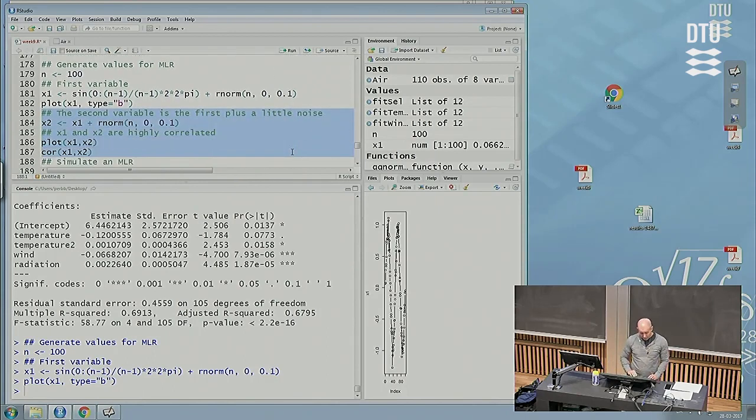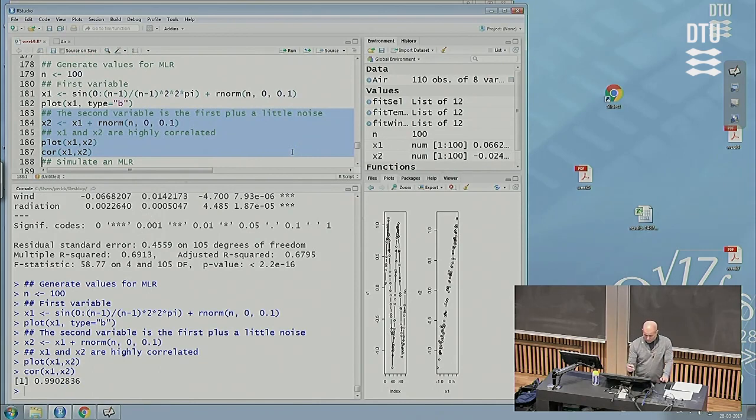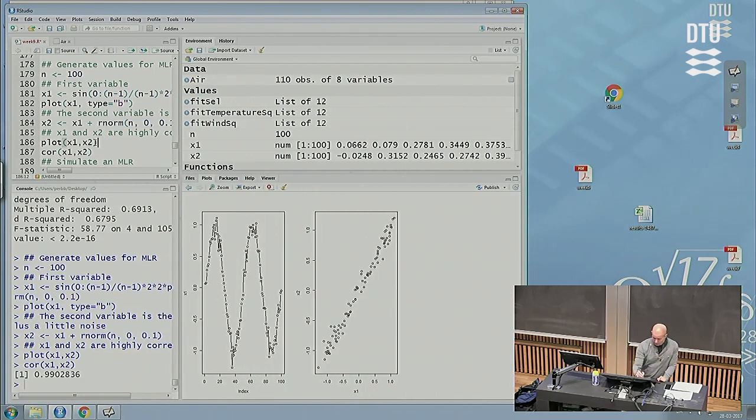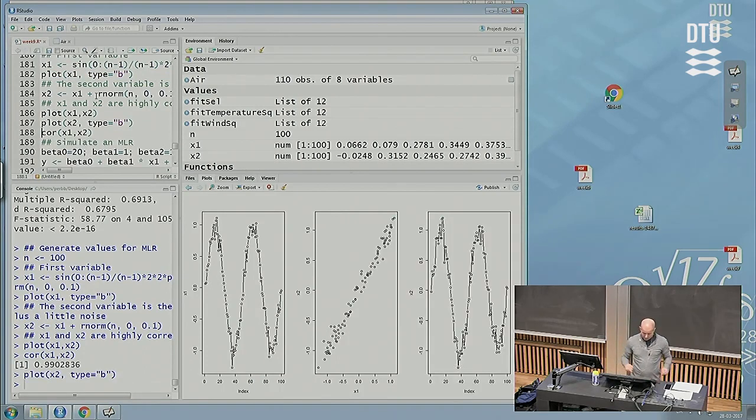And I do my second variable. My second variable, I simulate that as a copy of the first one with a little bit of noise. So it's two very closely related variables. And if I plot x2, it looks exactly like x1. Actually, we have the room to do that, so I could also... Yeah, x2, x1, copies of each other with a bit of noise difference.